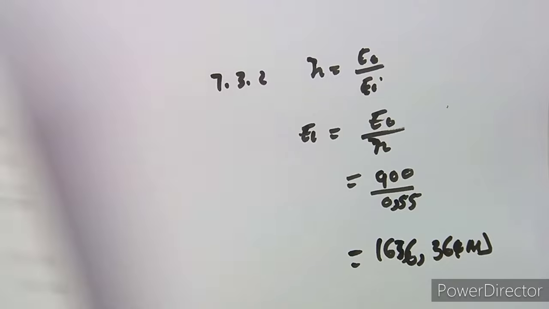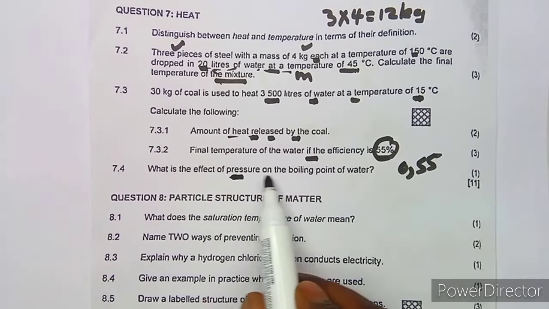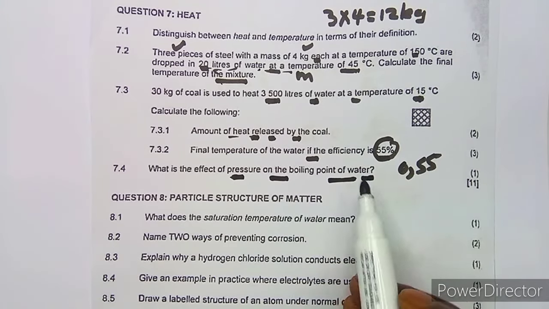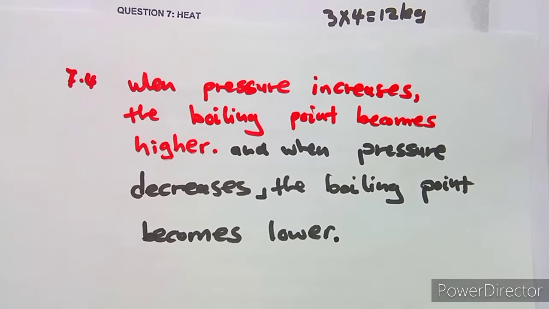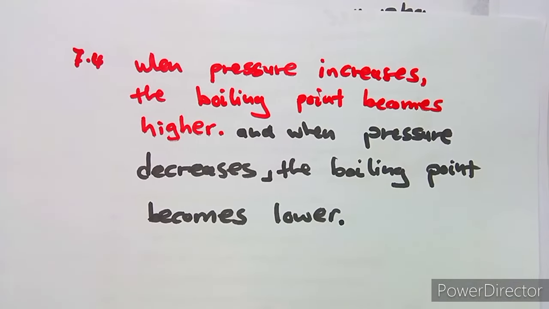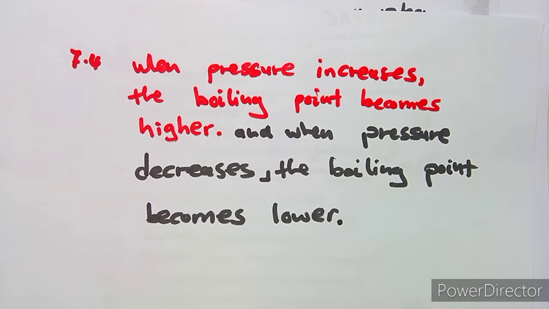Okay, so that's what we have, and the question is, what is the effect of pressure on the boiling point of water? How does pressure affect the boiling point? It depends. When pressure increases, the boiling point also has to increase. When it decreases, the boiling point becomes lower just like that. So when the pressure increases, the boiling point becomes higher, and when it decreases, it becomes lower.